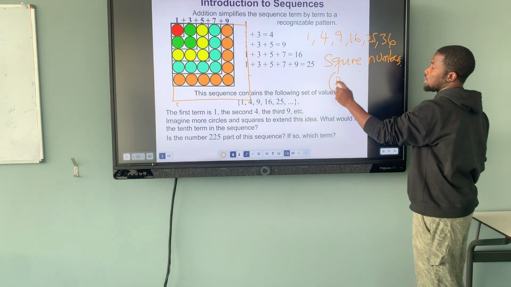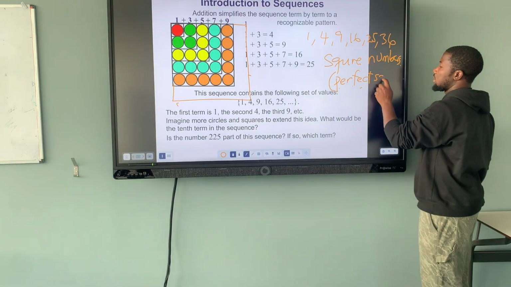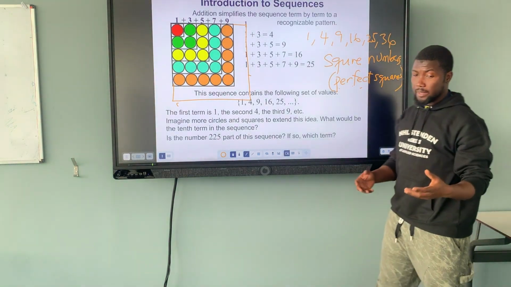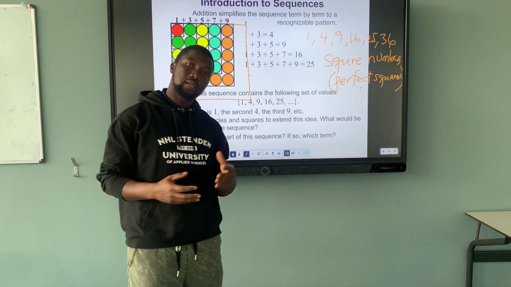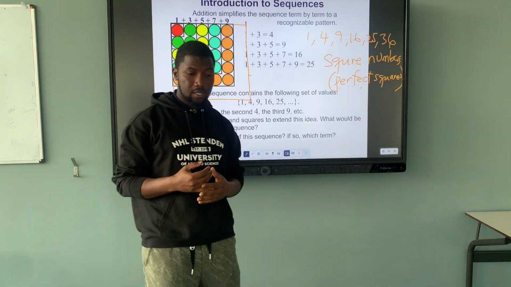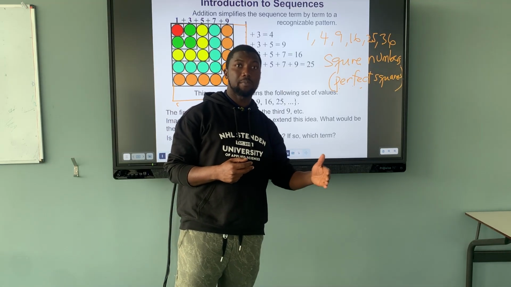Or you can call them perfect squares. Now, a perfect square is when you multiply two of the same numbers, the answer that you have. 1 times 1 gives you 1. 1 is a perfect square. 2 times 2 gives you 4. 2 is not a perfect square, but 4 is a perfect square.